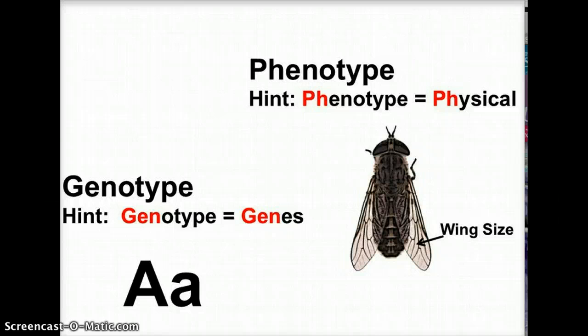A genotype is an organism's genetic makeup or allele combination. An easy way to remember genotype is to think of the letter G for genes. A phenotype is an organism's physical appearance or physical traits or characteristics. An easy way to remember phenotype is to think of the letters PH for physical appearance.